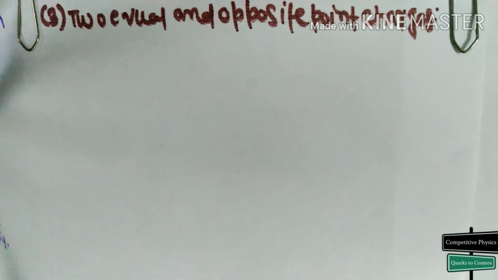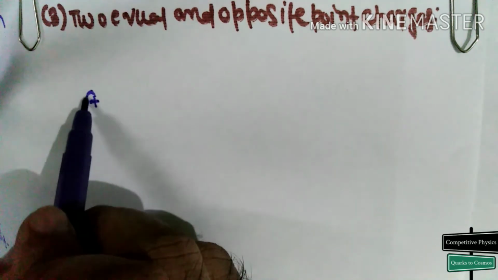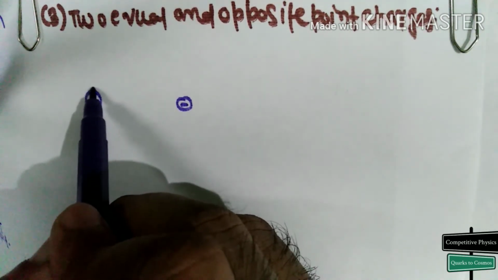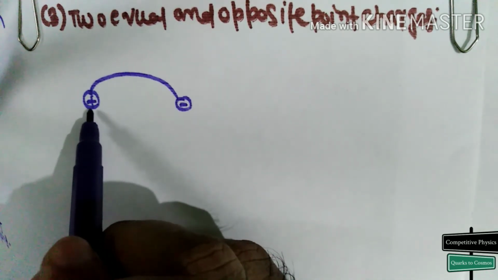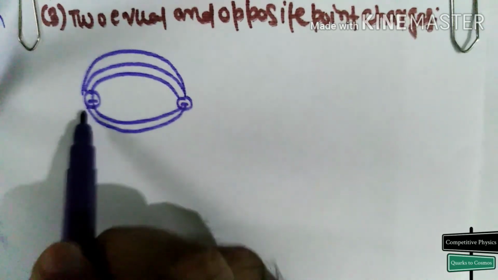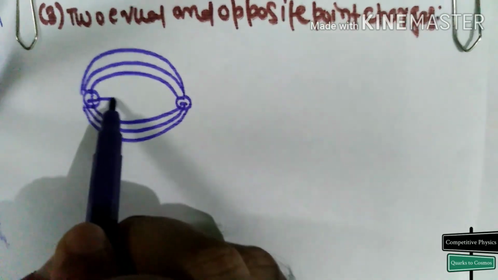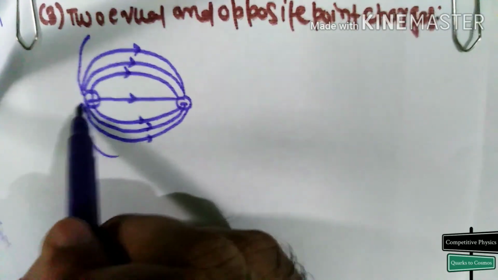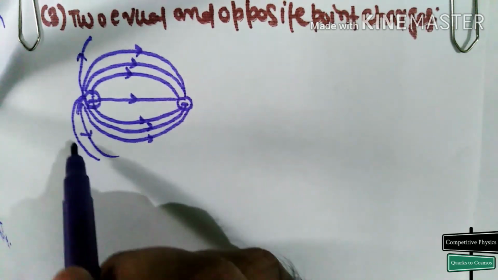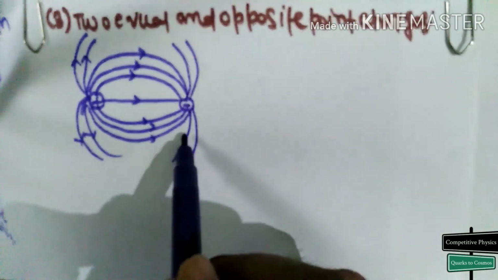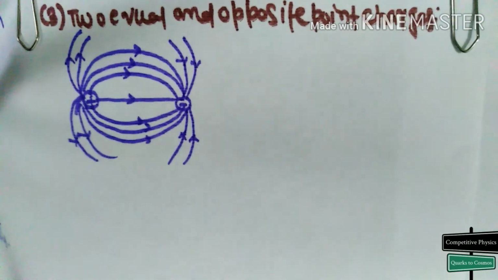Let us now draw field lines for two equal and opposite point charges. So suppose you have two point charges, one is positive, another is negative. Then for this configuration, you know that the field lines will start from the positive charge and end at the negative charge, like this.